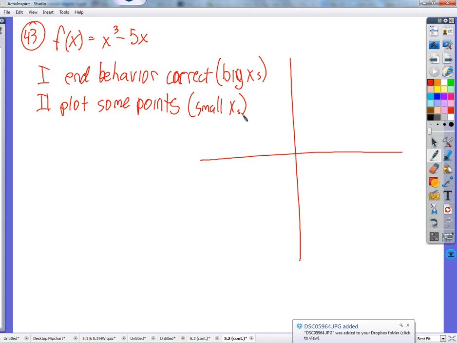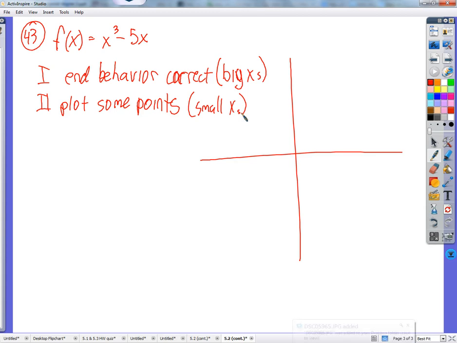What else was I going to say? Another thing is, you can't be sure how big these x values have to get before the graph starts going in the direction that it's supposed to. So you should definitely consult the end behavior above everything else.